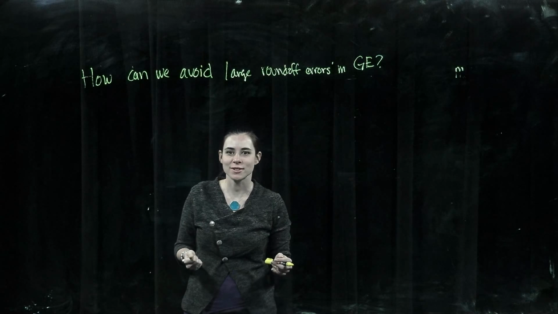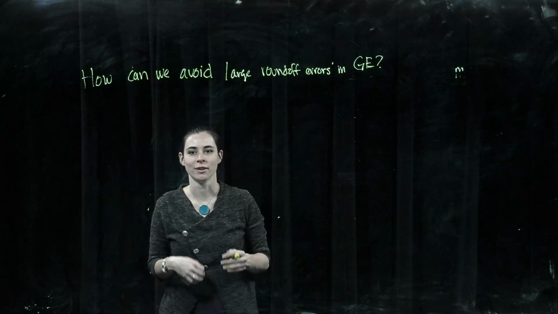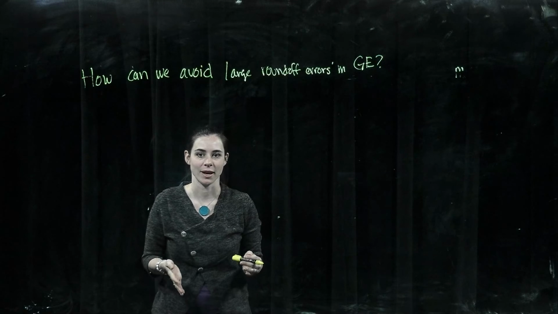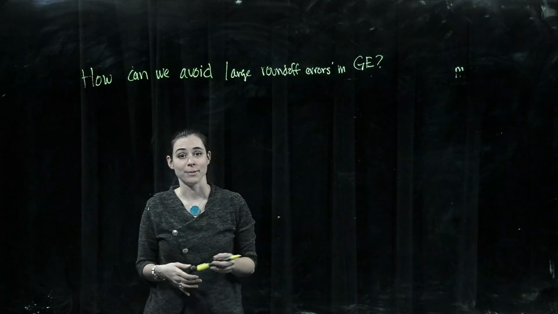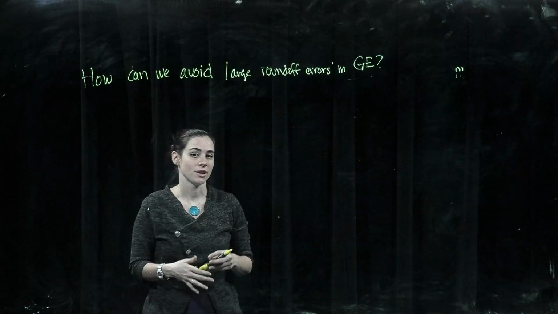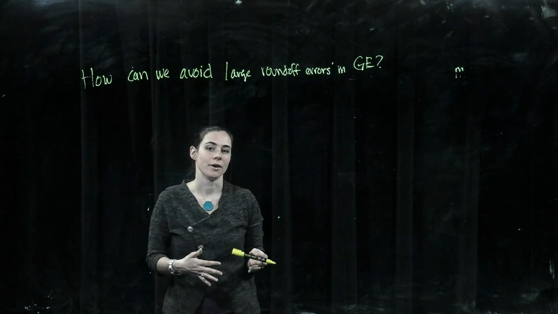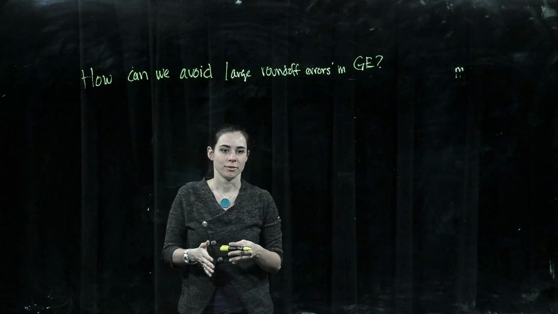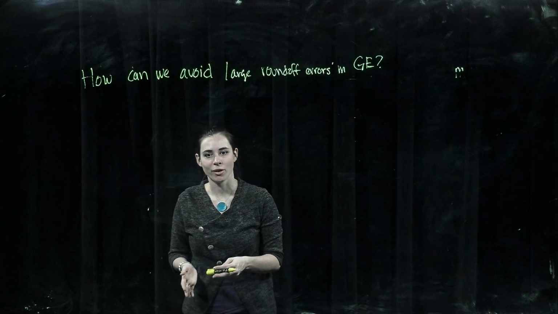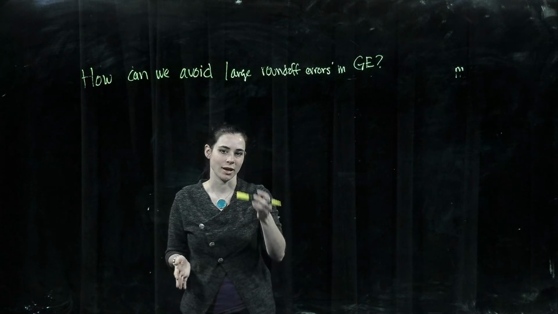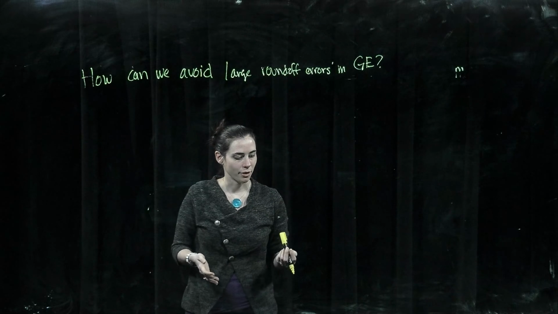Okay, so in this video I'm going to talk about how we can avoid the large round-off errors that happen, or can happen, in Gaussian elimination. So these errors, as I showed in the last video, can occur when you have a large multiplier that ends up being subtracted from a relatively small number while doing Gaussian elimination in a row. So how can we avoid this?